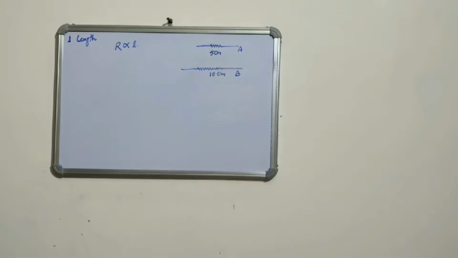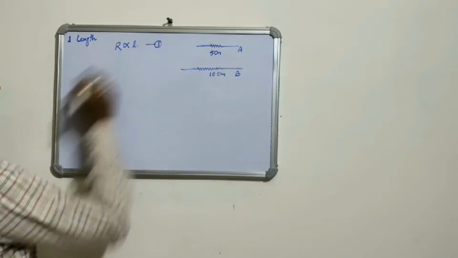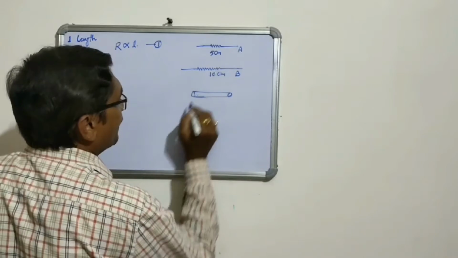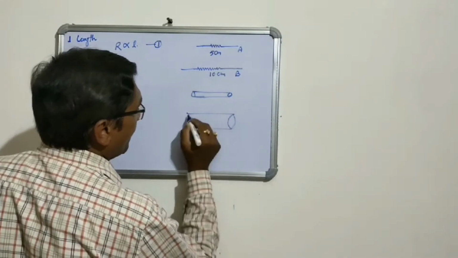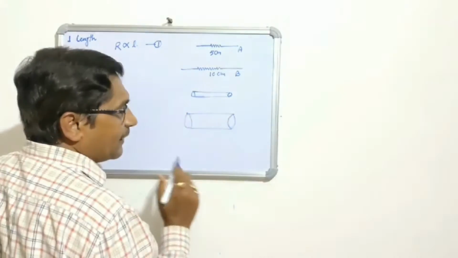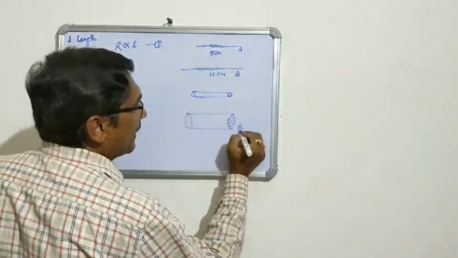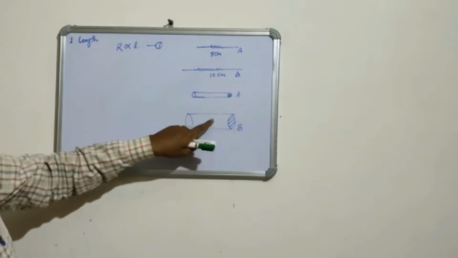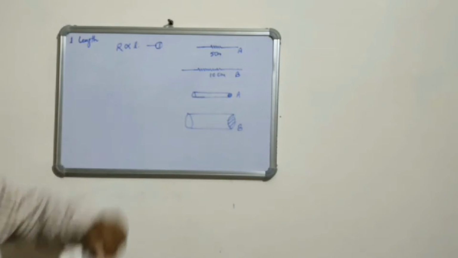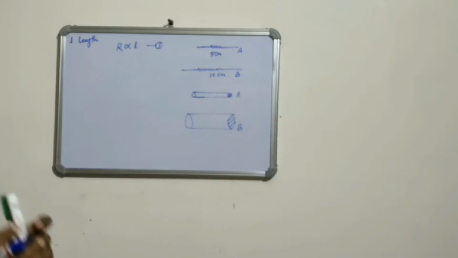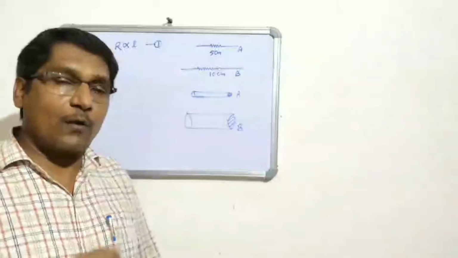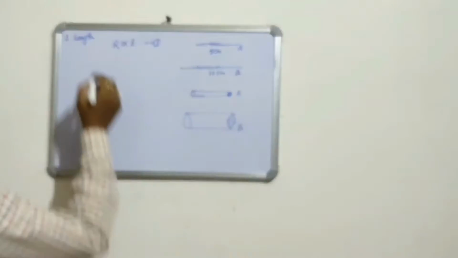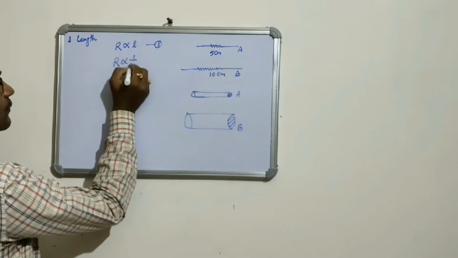Okay. Similarly, suppose this is one resistance, and another is this resistance. The material of both is the same, but the area of cross section of B is greater than the area of cross section of A. Then the resistance of B is less than the resistance of A. It means the resistance of a wire is inversely proportional to the cross section area of the wire. So R is inversely proportional to A.